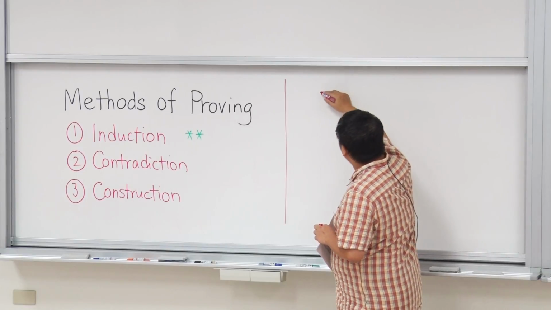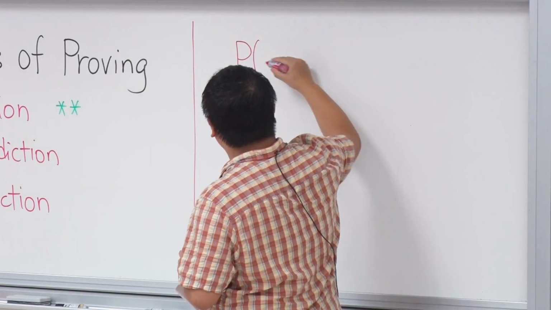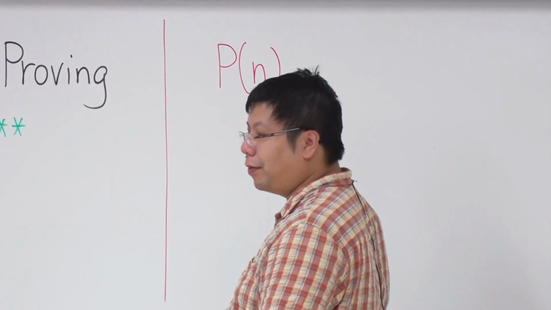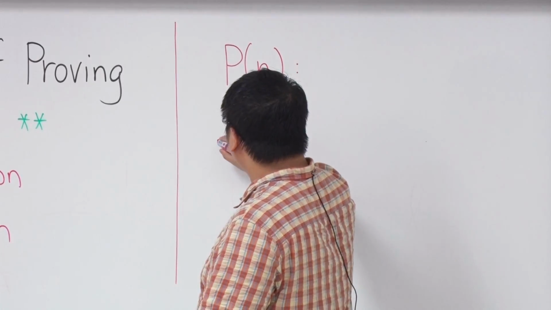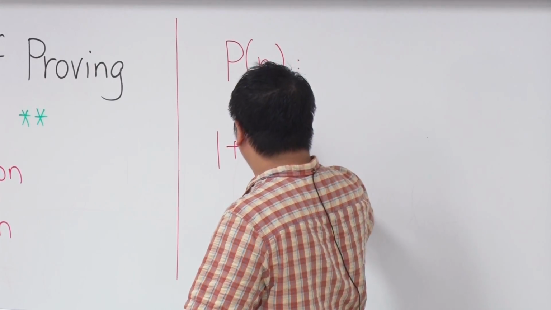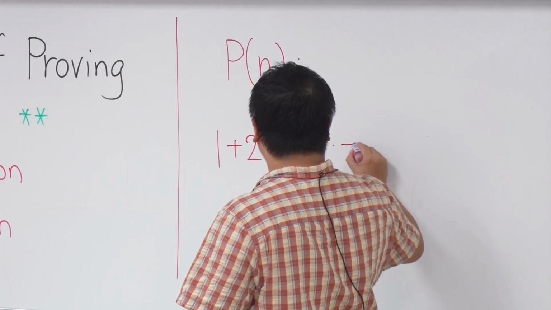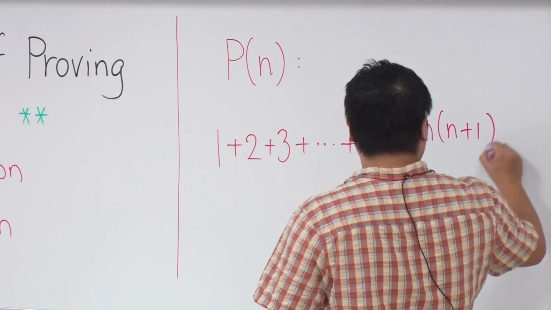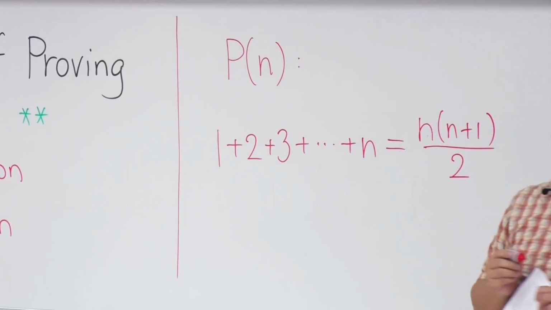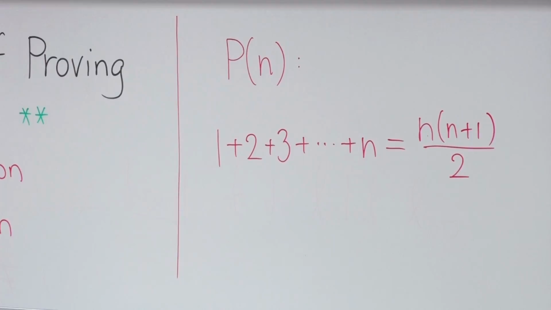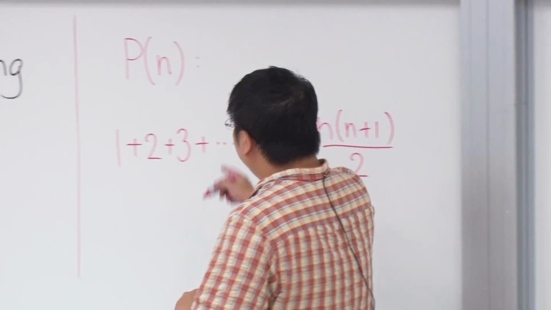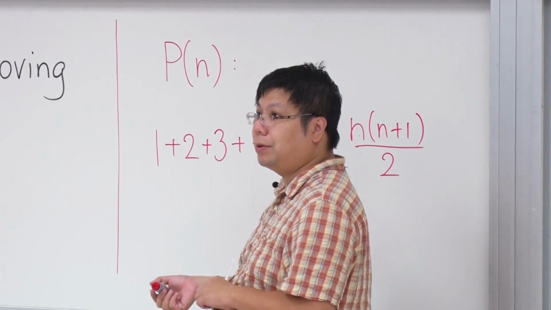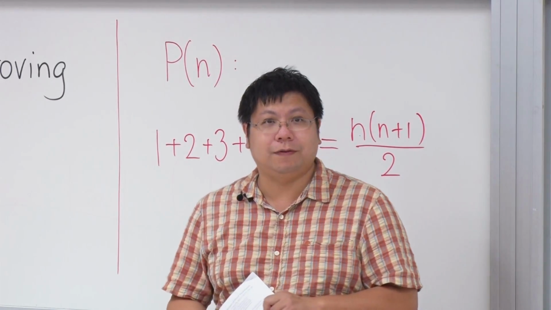Suppose that we want to show a certain kind of statement that has a parameter n. Let's say P is a statement that has a parameter n. For instance, P may be a statement like 1 plus 2 plus 3 up to n is equal to n times n plus 1 divided by 2. So this is a certain statement. And for some reason, we believe that this statement is true for n equal to 1, n equal to 2, n equal to 3, or actually any positive integer.